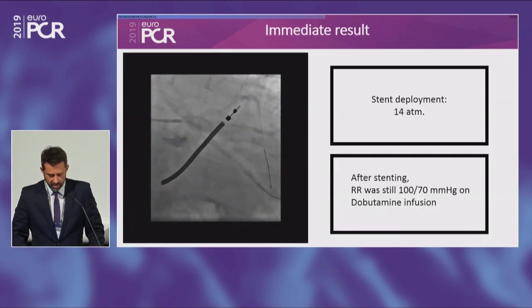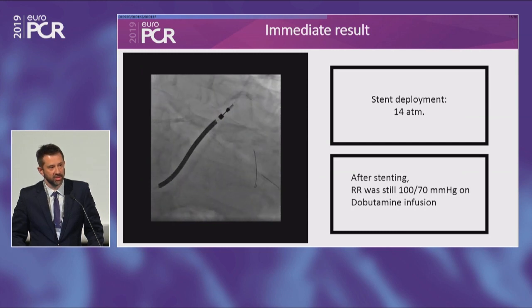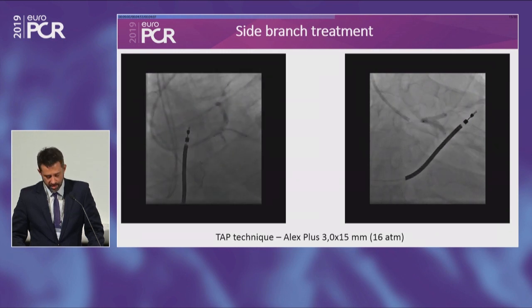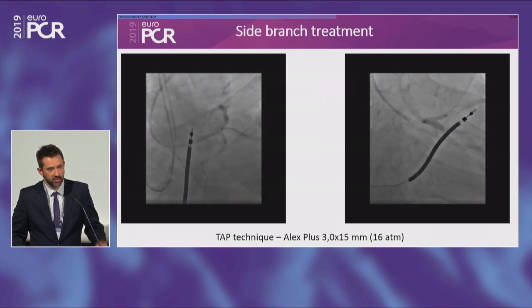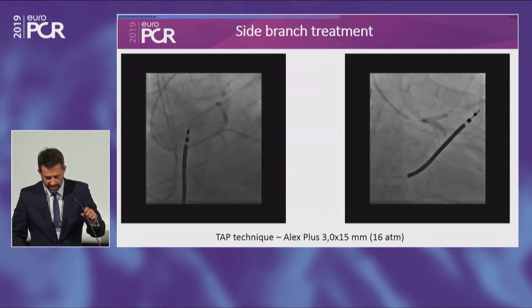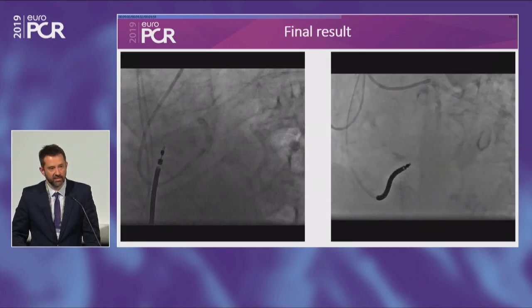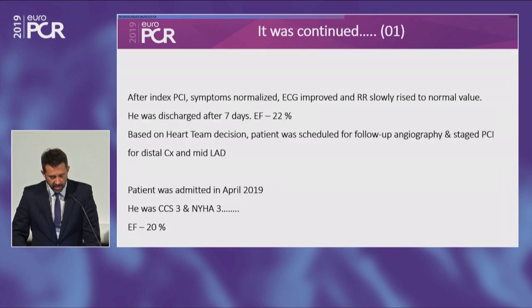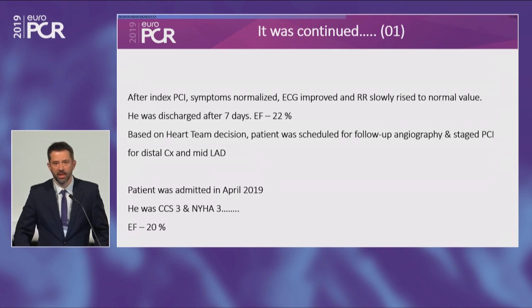But after implantation, this was the result, and of course the patient was still in cardiogenic shock. So in the TAP technique, the circumflex was treated with final kissing, and this is the final result for this part of the procedure. So of course the patient was better and better.